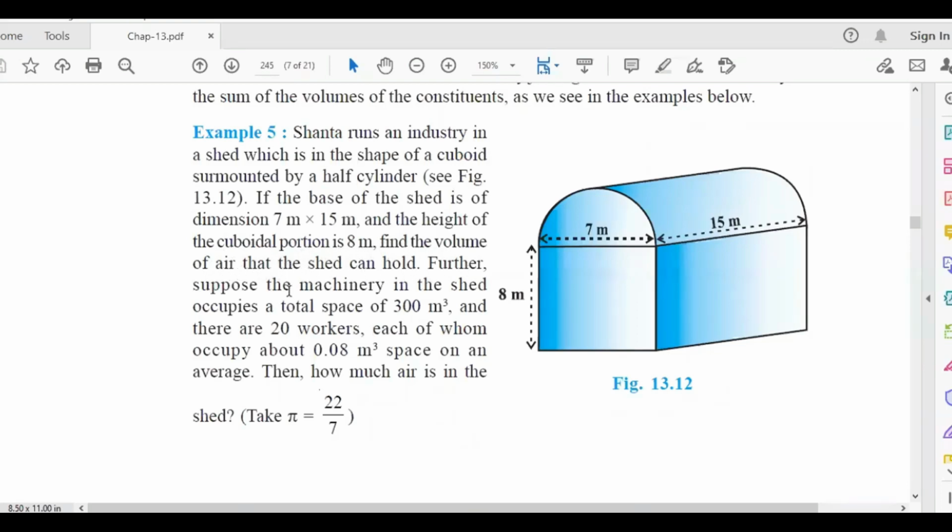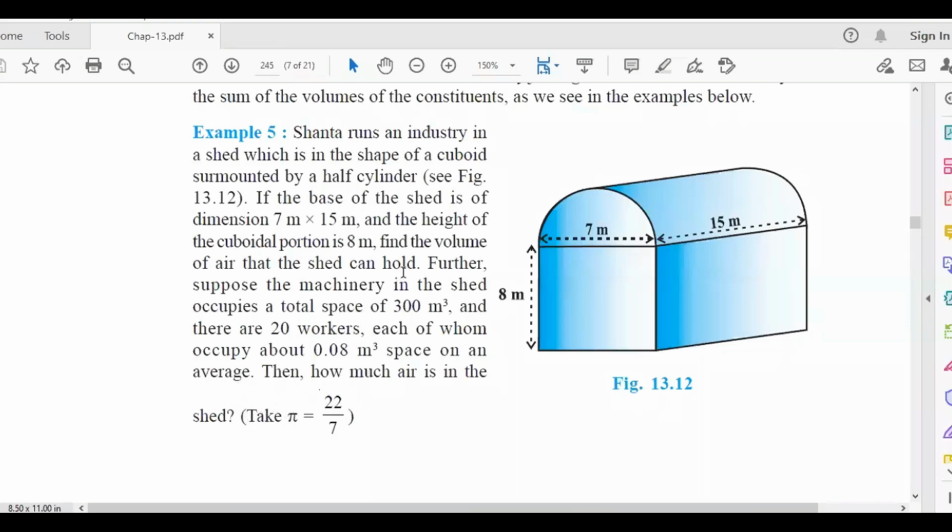Further, suppose the machinery in the shed occupies a total space of 300 meter cube and there are 20 workers, each of whom occupy about 0.08 meter cube space on an average, then how much air is in the shed? The remaining space will be air that we want to calculate.